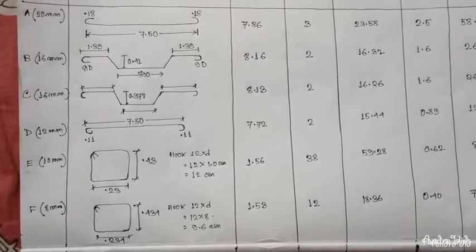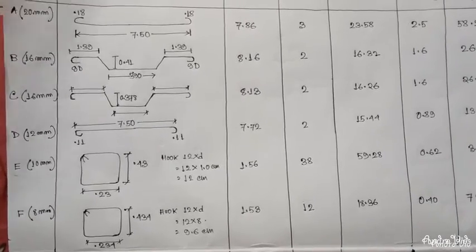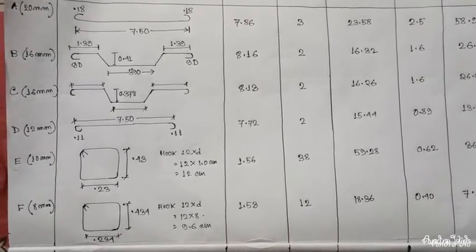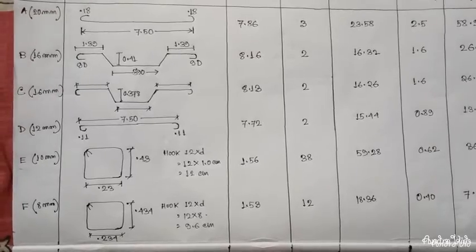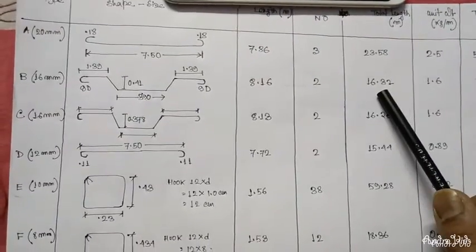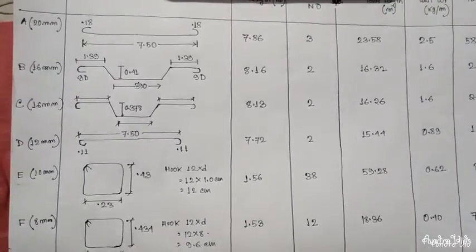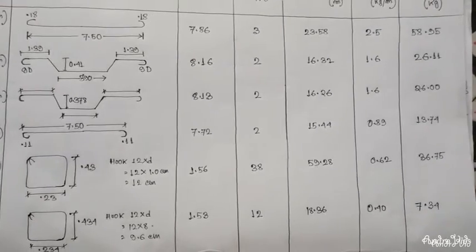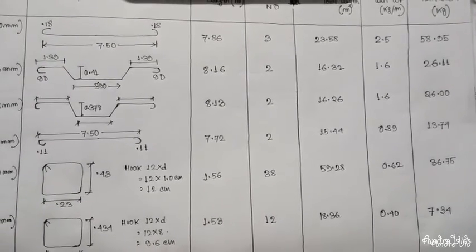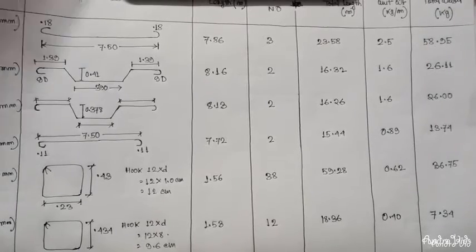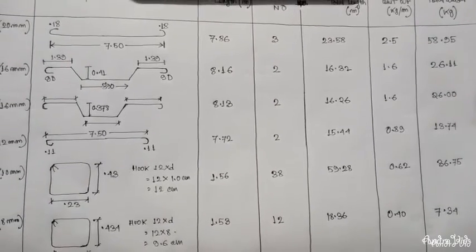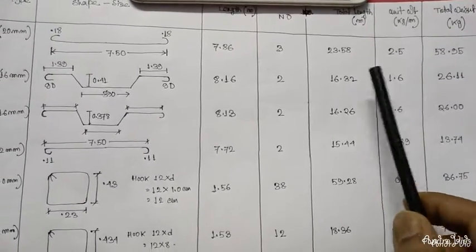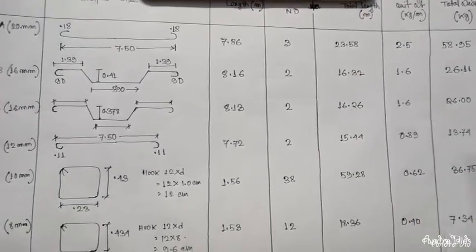So the length of a single bent up bar is 8.16 meter, and the total number of bent up bars as per the problem is 2. So that column is for total length, that is 16.36 meter. The unit weight provided in our problem for this type of bent up bar is 1.6 kg per meter. So the total weight of this type B bent up bar is 26.11 kg, that we are getting by multiplying this total length with unit weight. Total length is in meter and unit weight is kg per meter.